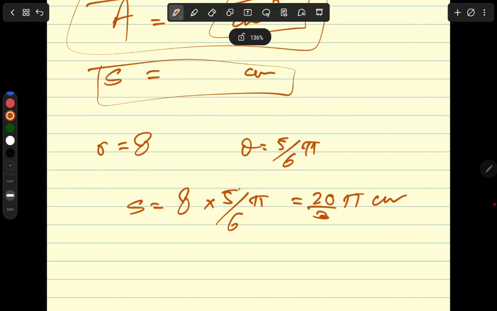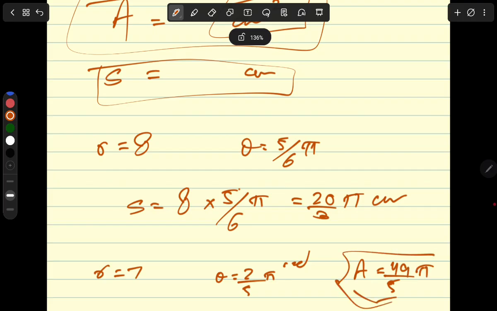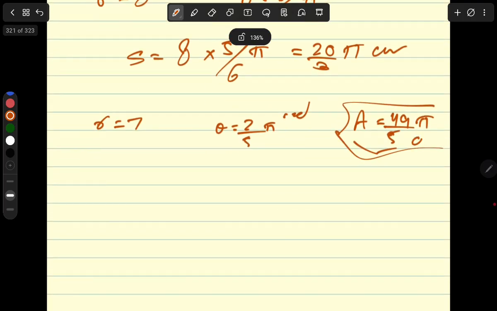Now if radius is 7, angle is 2 upon 5 pi, so the sector area must be 49 upon 5 pi. Try to put the area formula and arrive at the same answer that I am. Radius is 7, I'm saying angle is 2 upon 5 pi radians, and area is going to be 49 upon 5 pi. I want you guys to put it in the formula and verify that this area has to be in centimeter squares, okay, when the radius is in 7 centimeters.